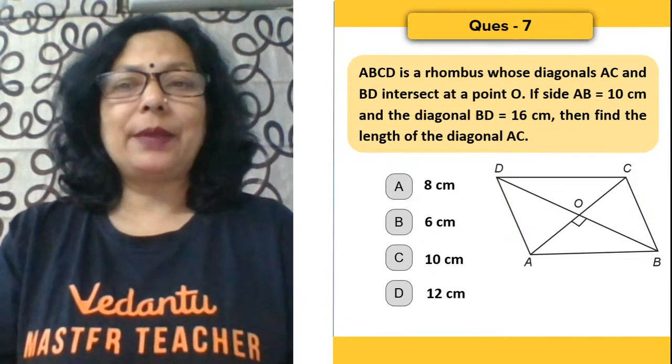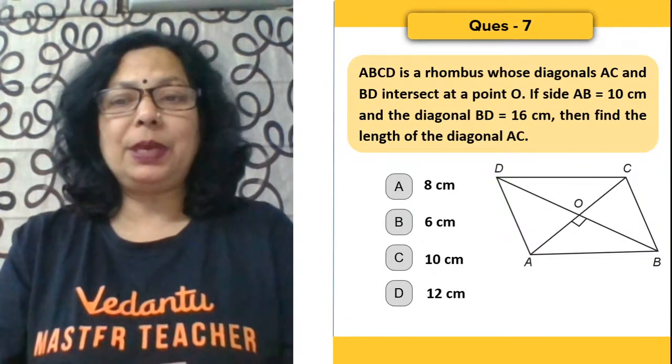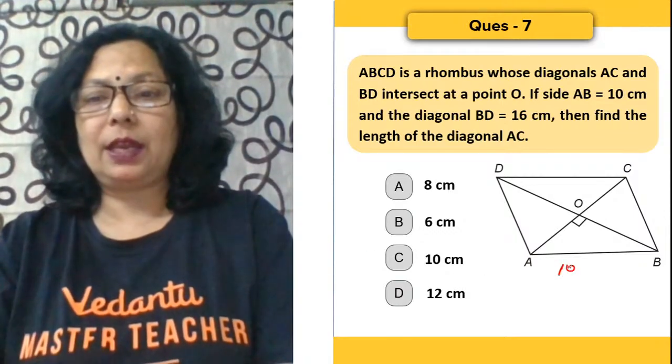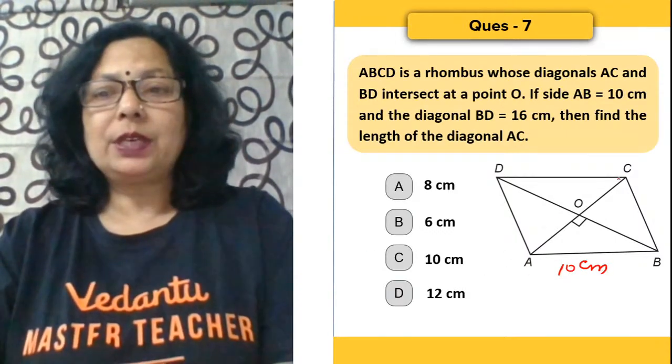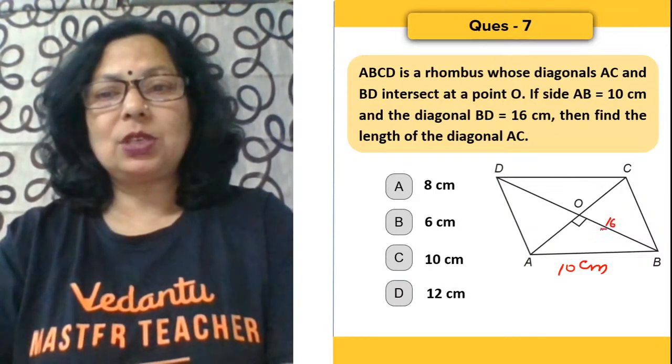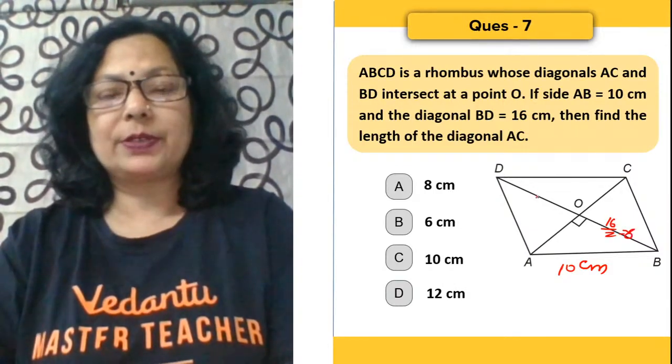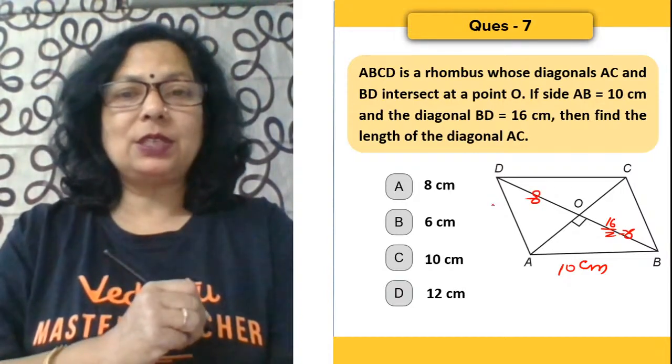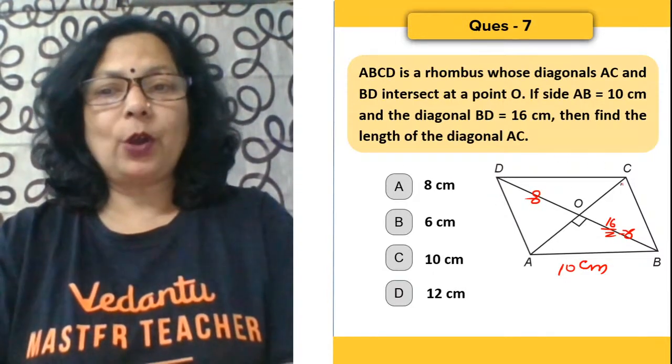Whose diagonals AC and BD intersect at O, if AB is 10. Okay, I write AB as 10 centimeters. Diagonal BD is 16, so I can write this as 16 upon 2. This is 8 and this is also 8, because diagonals bisect each other. Find the length of diagonal AC.